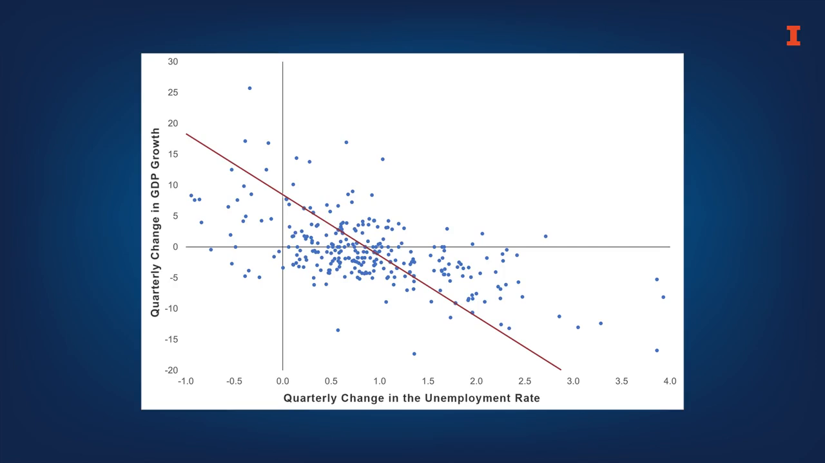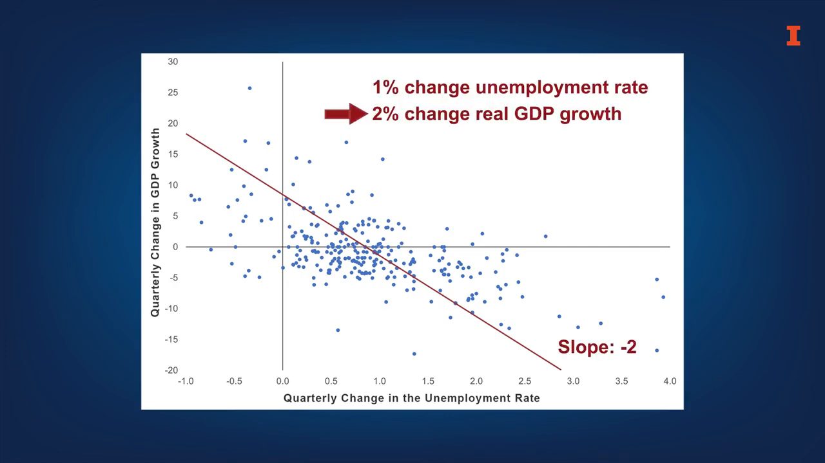Based on historical US data, the slope of the line is about -2. This empirical fact was first stated by the economist Arthur Okun. It is known as Okun's law.